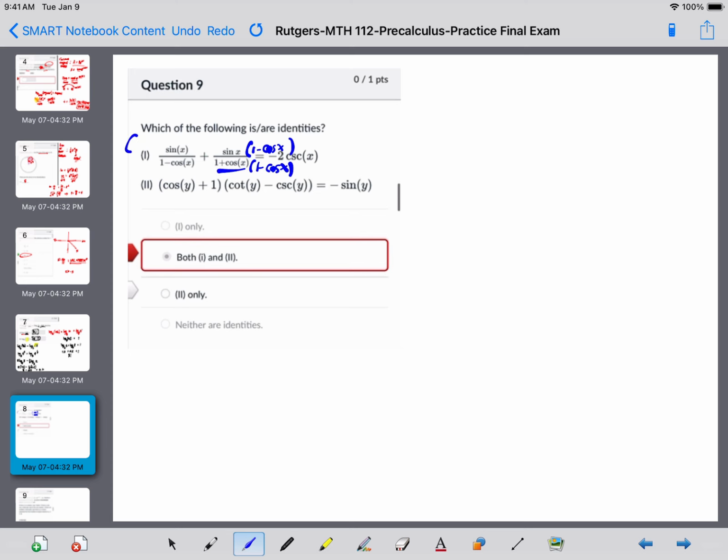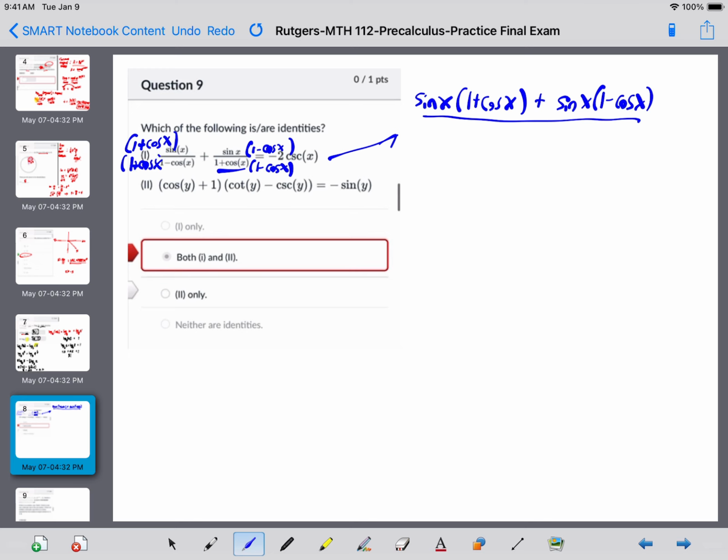So this is going to be by the other denominator, 1 plus cosine x. Because you're multiplying by 1, you don't have to do anything on the other side because it's the same equation. So we have sine x times 1 plus cosine x plus sine x times 1 minus cosine x over, and this is a conjugate, so you have a difference of perfect squares. So we have 1 squared, which is just 1, minus cosine squared of x.